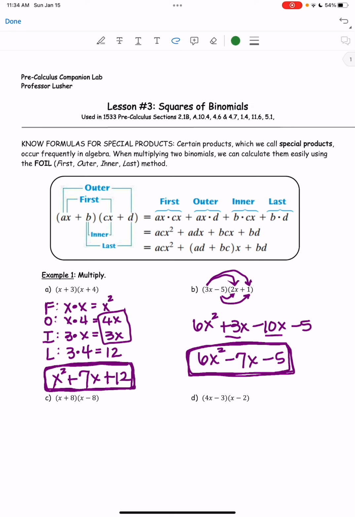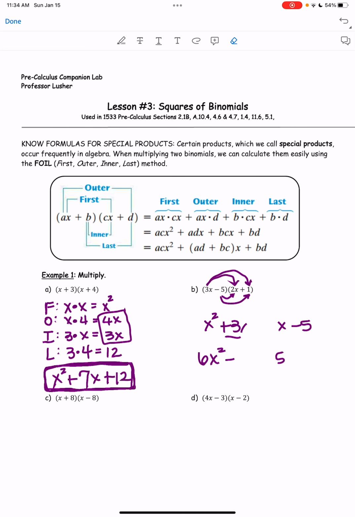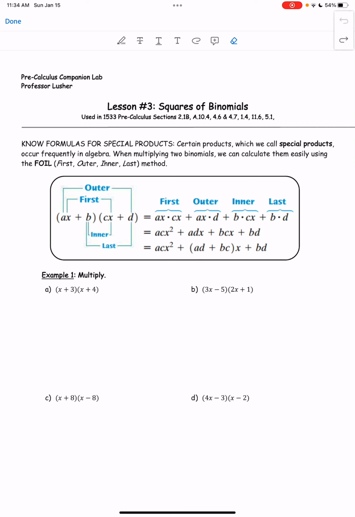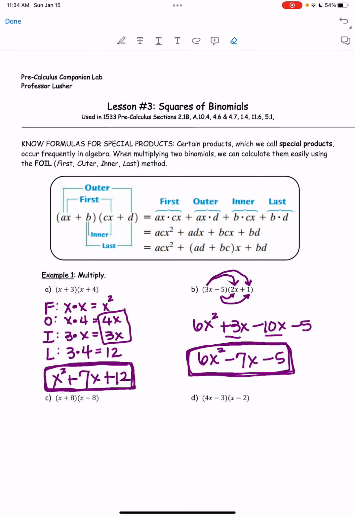Let's do some more examples here. So over here we have x plus 8 times x minus 8. So notice that these are almost identical. One's a plus 8, one's a minus 8 though. Still do the same thing. We're doing our first. My first is x times x to give me x squared.